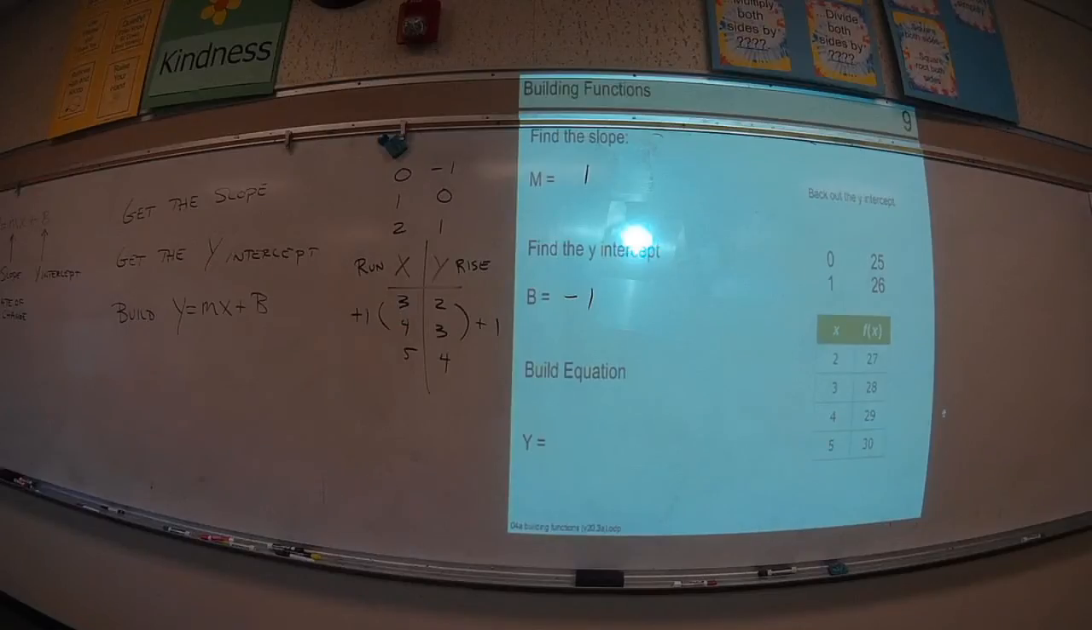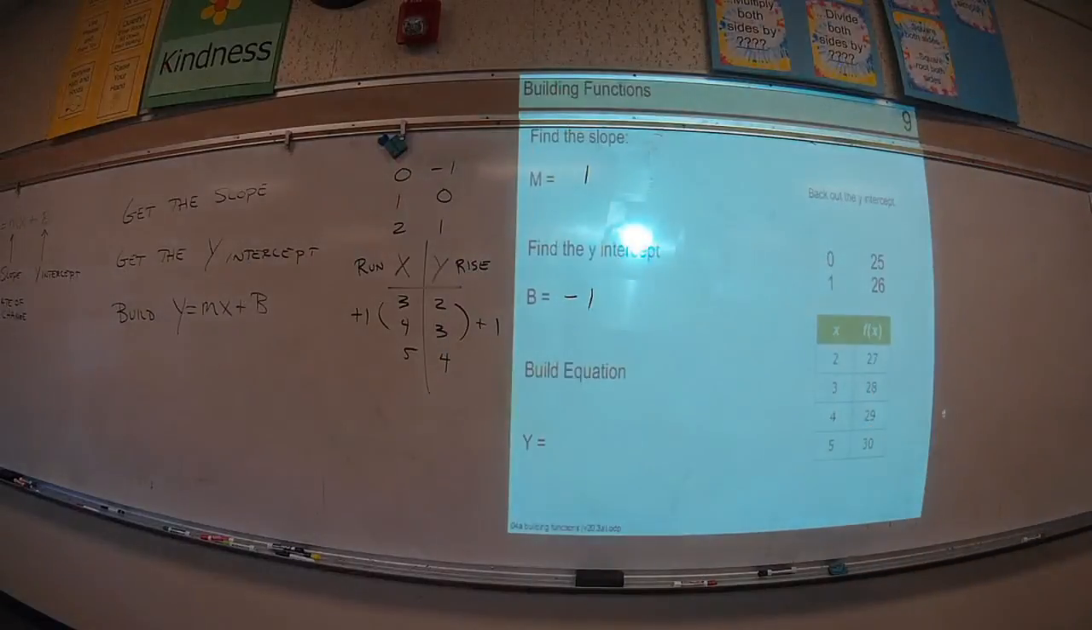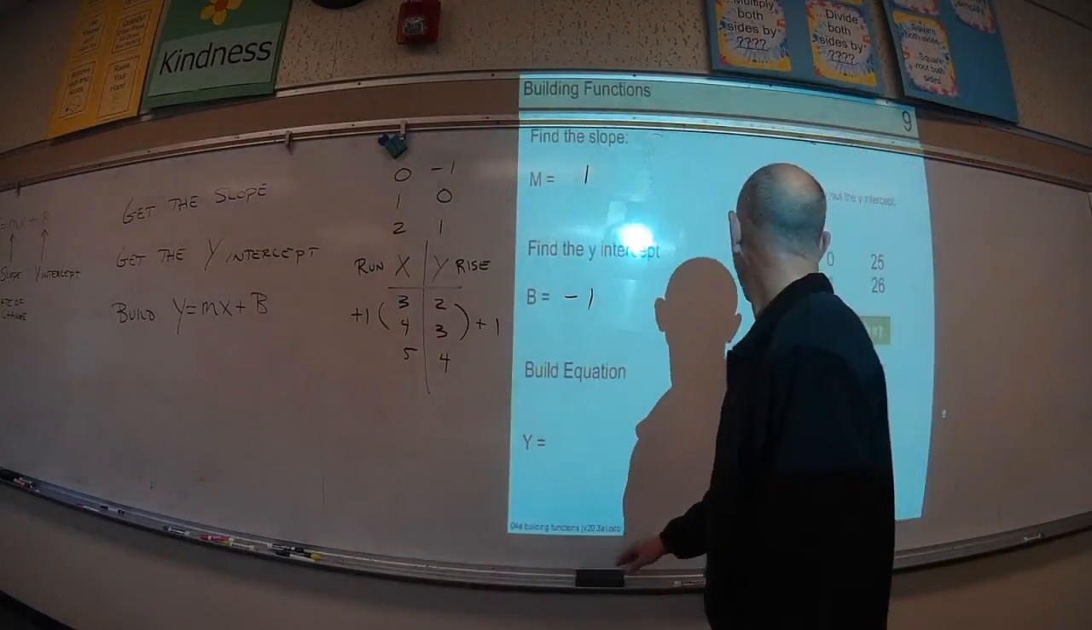Find the slope, show me the whiteboard. Good. Show me the slope. Just the slope. I've got the slope at 1. Oh no, 1 over 1, which is 1. Boom. There's my slope. Find me my y-intercept.